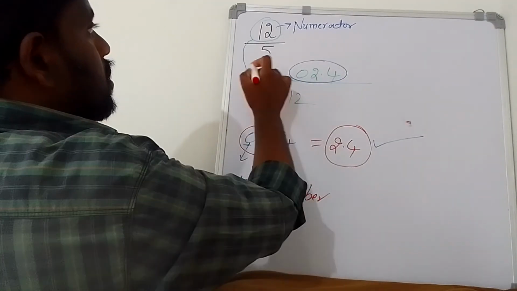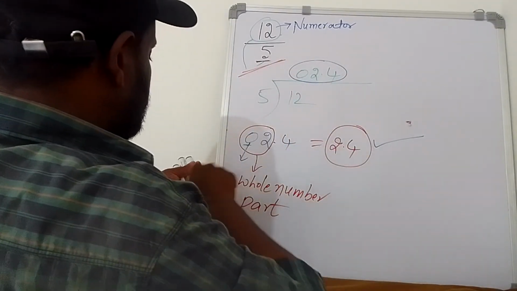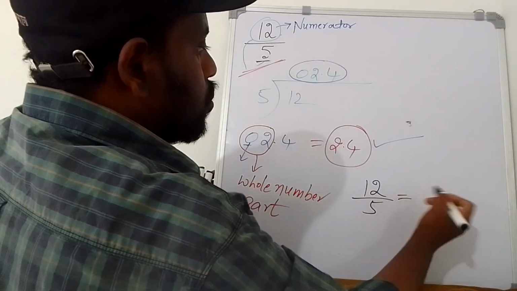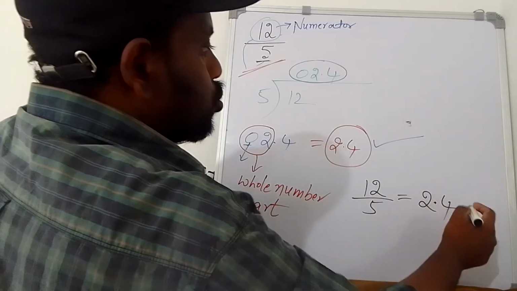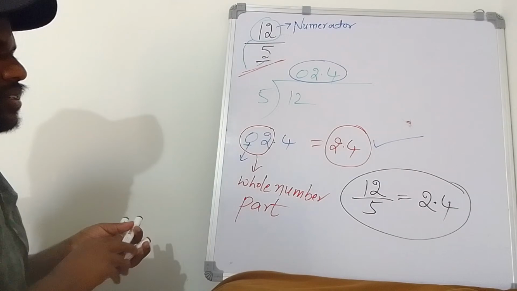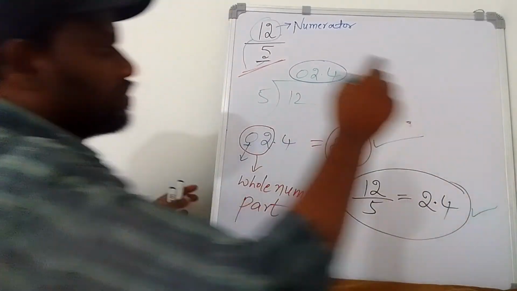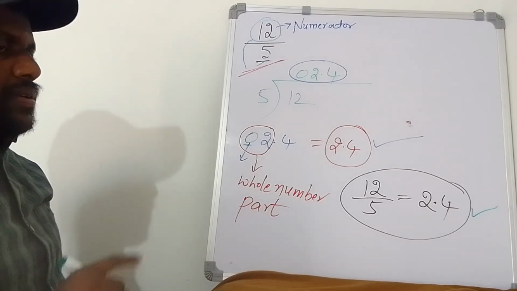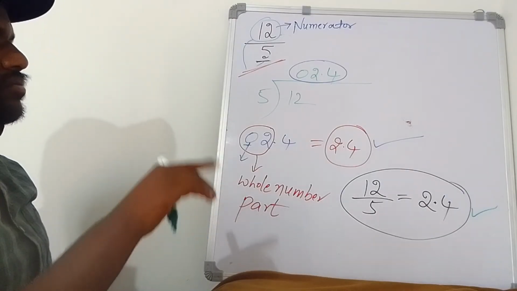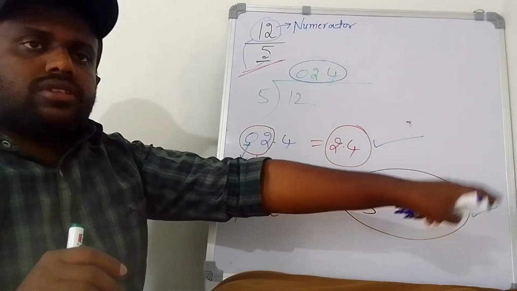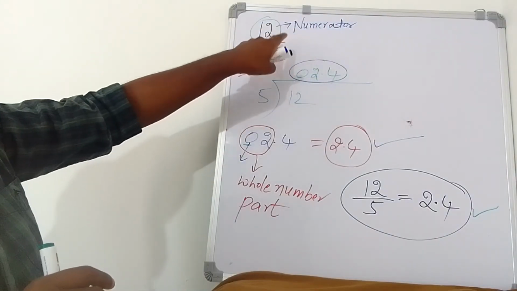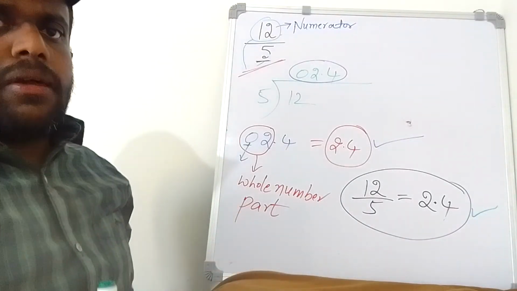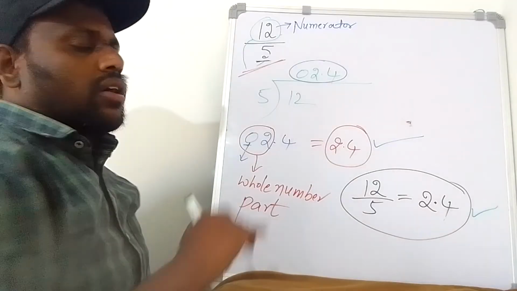So the given fraction 12 by 5 is equal to the decimal number 2.4. Yeah, so 2.4 is the answer. We have converted this fraction into this decimal number. So this is the procedure to convert any fraction into a decimal number.